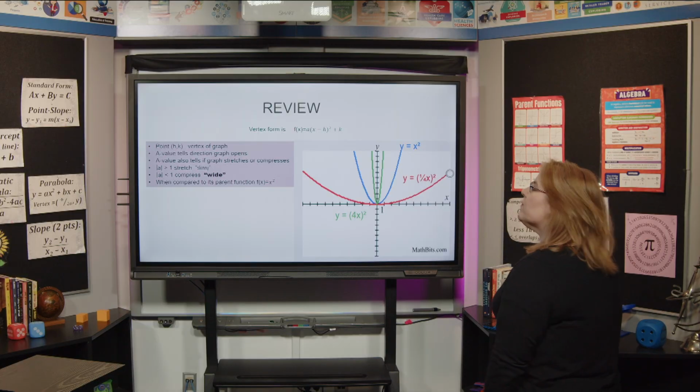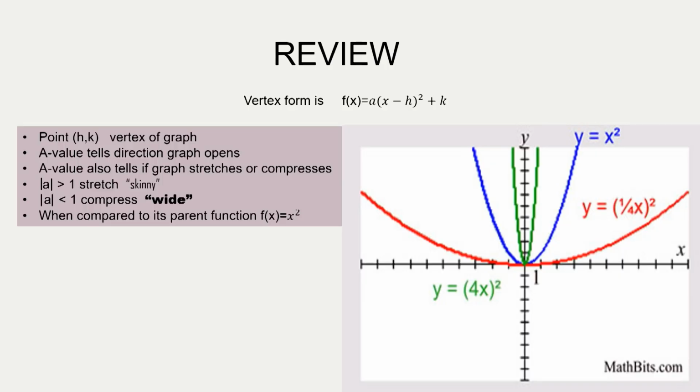All right, so let's do some review. We've got our vertex form, which is a times x minus h squared plus k. We've learned that our h is the x value of our vertex and our k is the y value of our vertex. We know that our a value tells the direction that our parabola is going to open, up or down. It also tells us if it's going to stretch or compress.